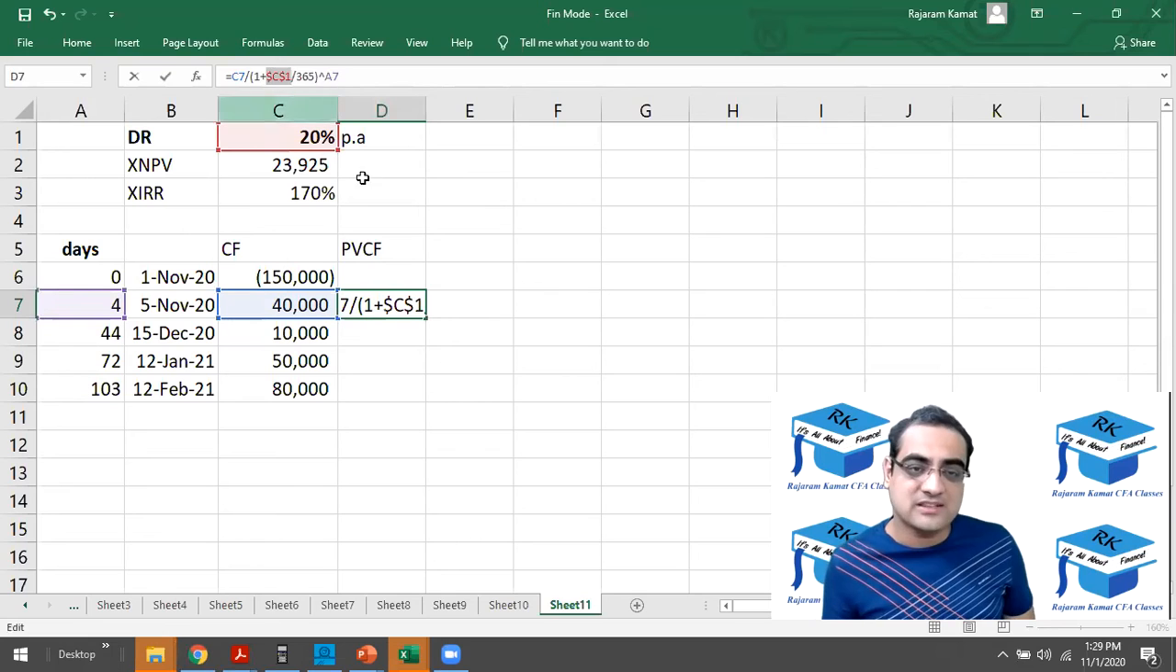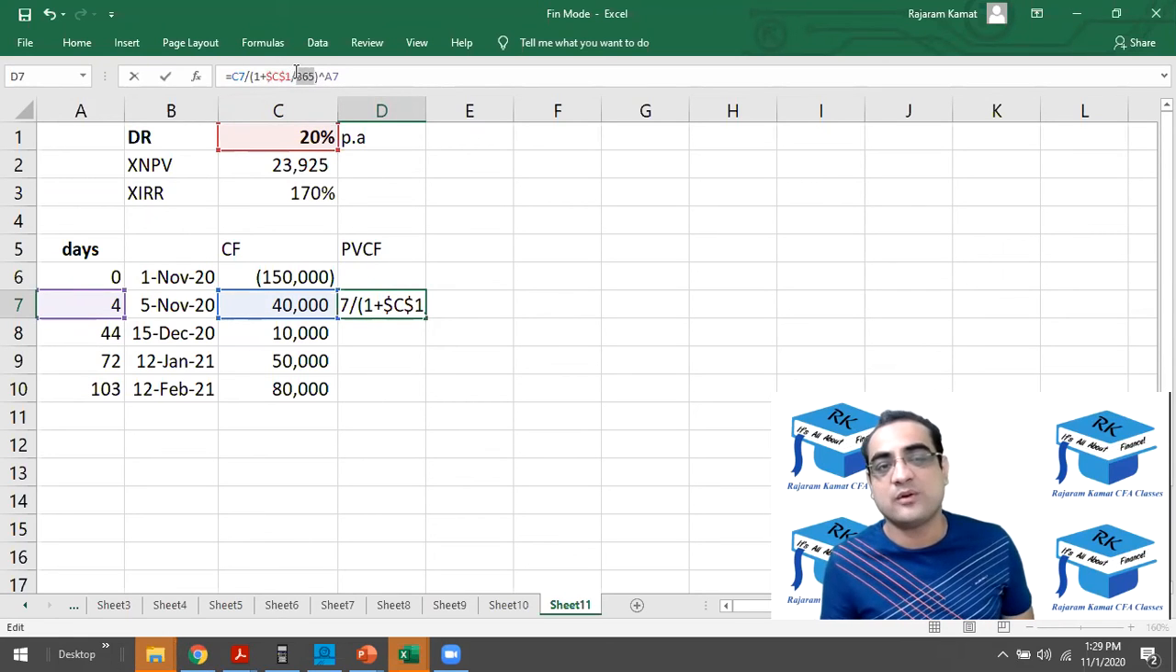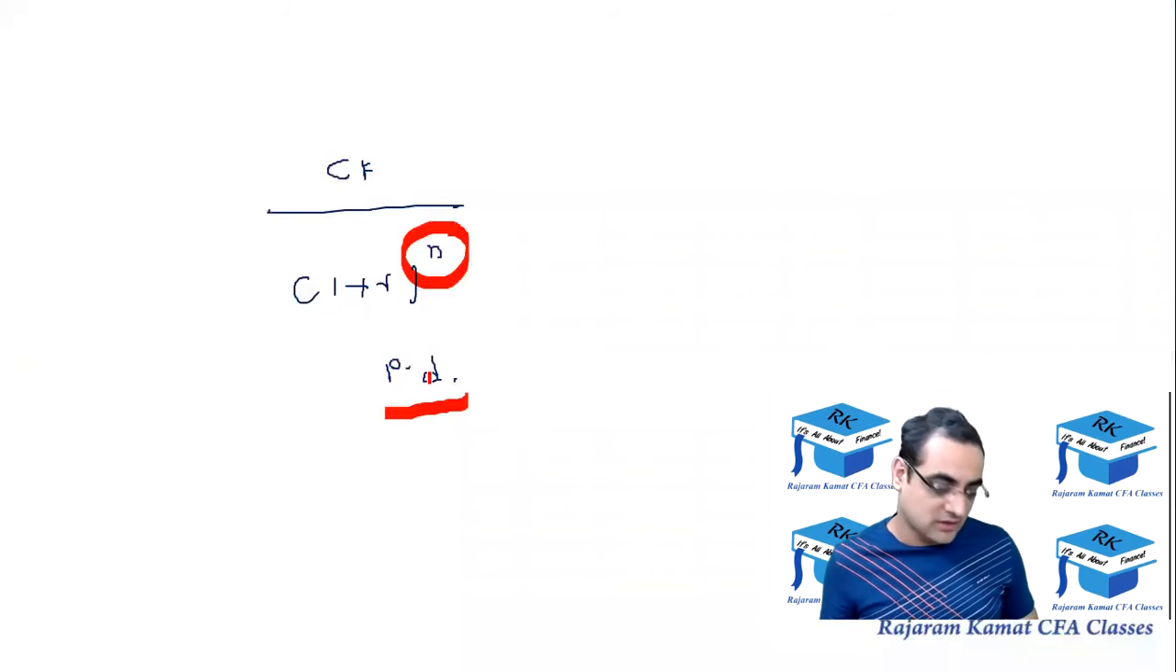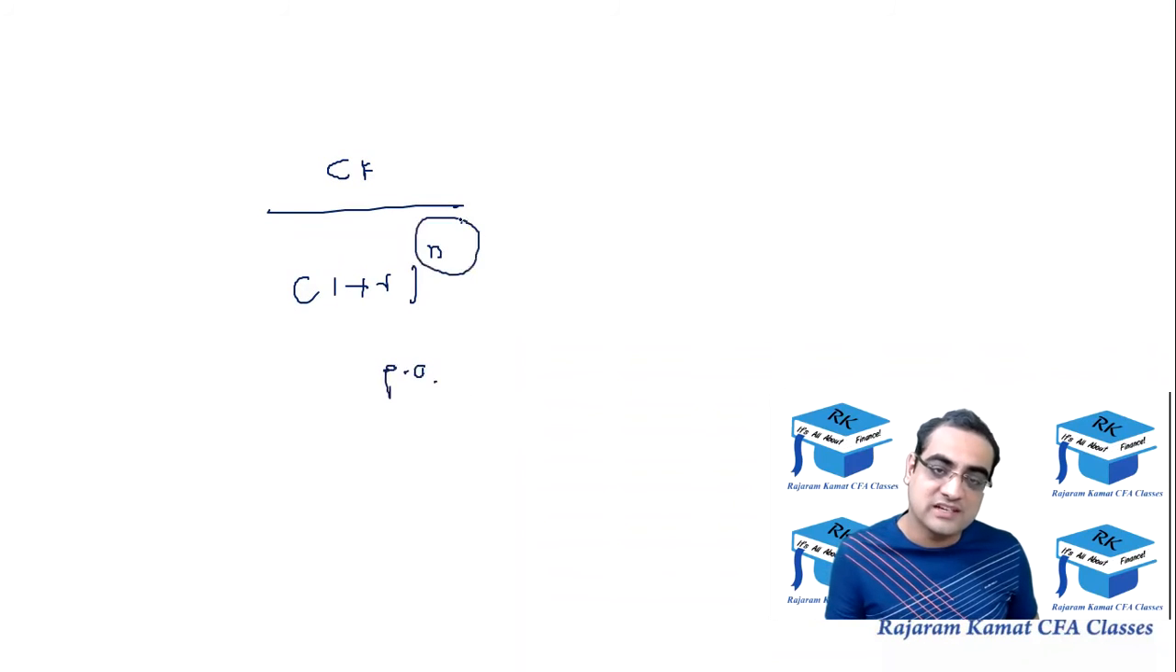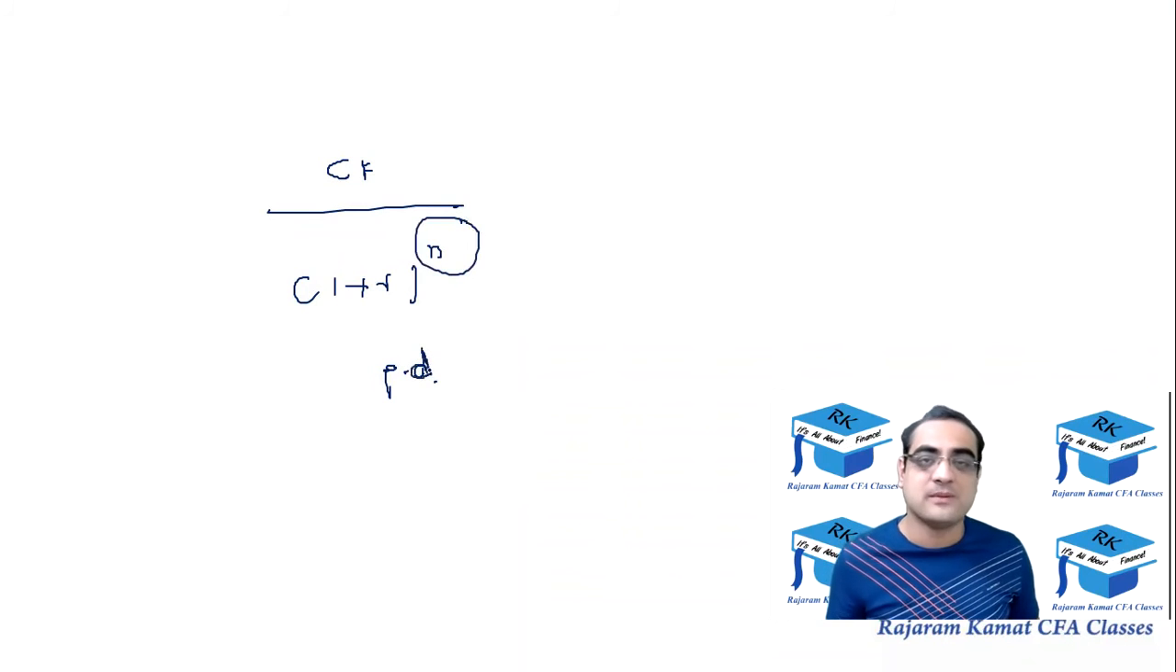So why did we divide it by 365? Because it was per annum and we wanted per day. And because this is per day, this should be the number of days. Like over here, I told you that if this R is per annum, then N should be the number of years you want to discount. But in this case, this was per day because you divided by 365.